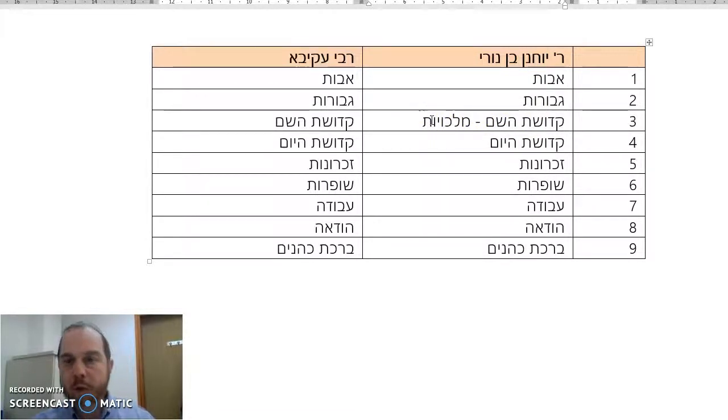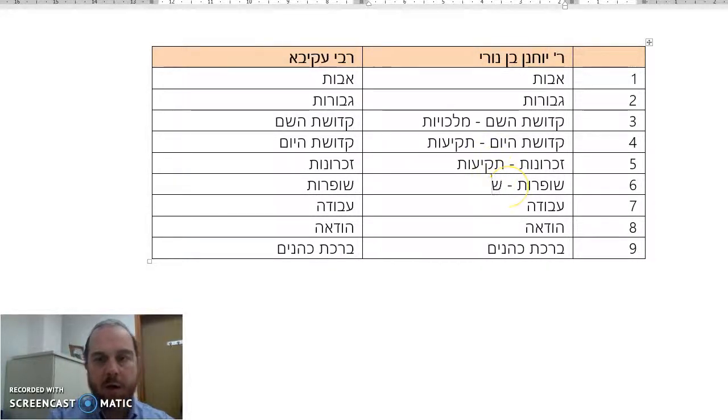Malchiot, that's part of the Melucha, is HaMelech HaKadosh. That's what we say. Then you have Kedushat Hayom, and you do Tkiot. Remember that we blow the Shofar. Ashkenazim don't blow the Shofar during the Amidah, but at least during Chazarat HaShatz. You have Tkiot in Zichronot, and you have Tkiot in Shofarot.